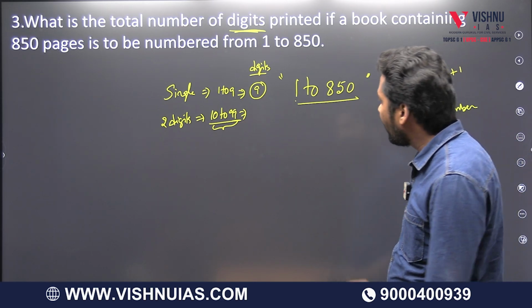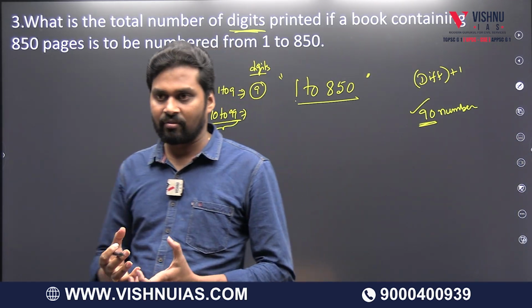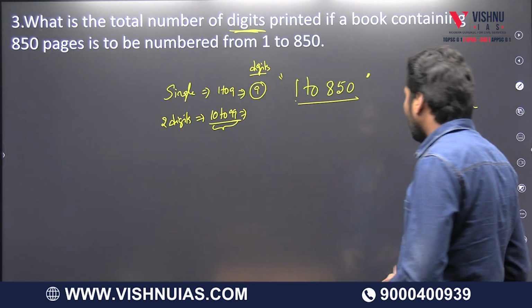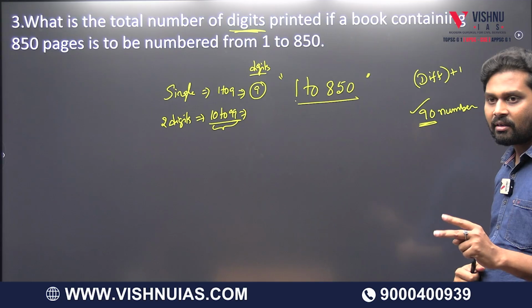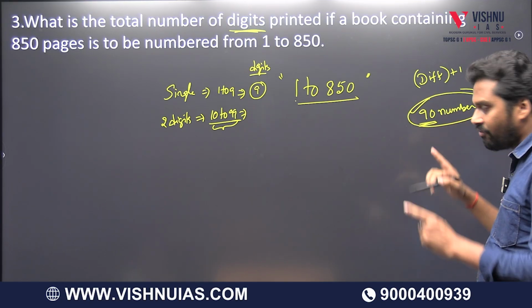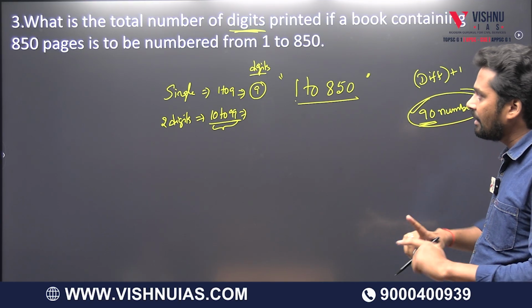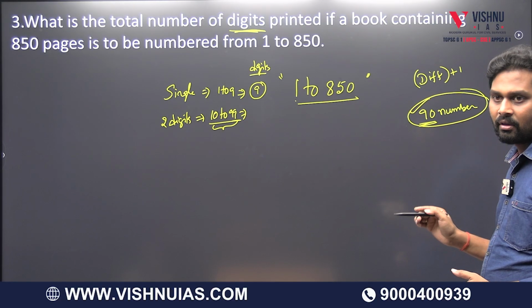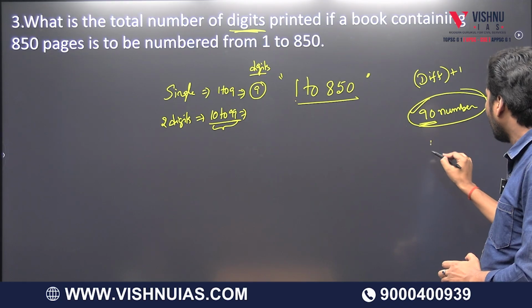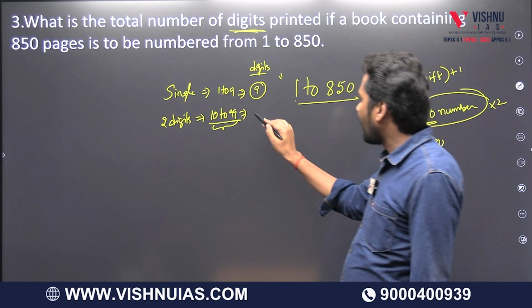Okay. But we are counting the number of digits. It is a 2 digit number, right? 2 digit number means in 90 numbers, every number has 2 digits. Then tell me the total number of digits in these 2 digit numbers. 90 into 2 only, because every number has 2 digits. 90 into 2 means 180.